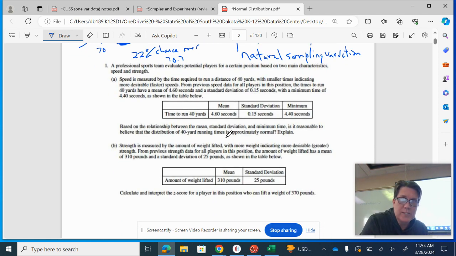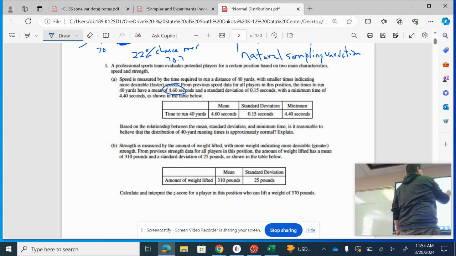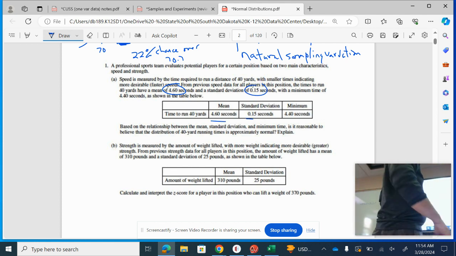A professional sports team evaluates potential players for a certain position based on two main characteristics: speed and strength. Speed is measured in the time to run 40 yards. And from previous speed data for all players, the times to run the 40 yards have a mean of 4.6, standard deviation of 0.15, with a minimum time of 4.4 shown in the table. Based on the relationship, is it reasonable to believe the distribution is approximately normal?